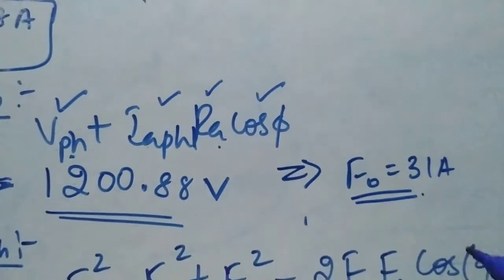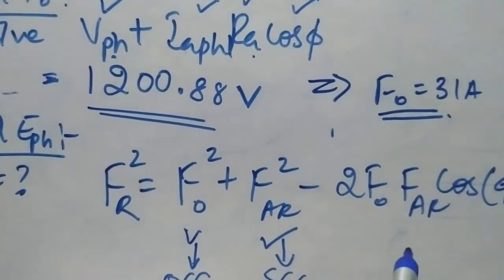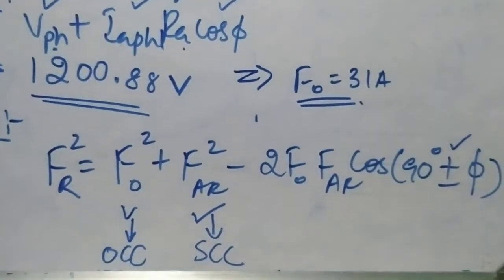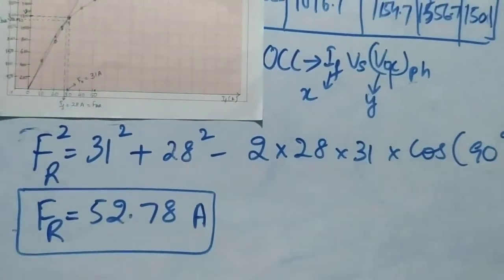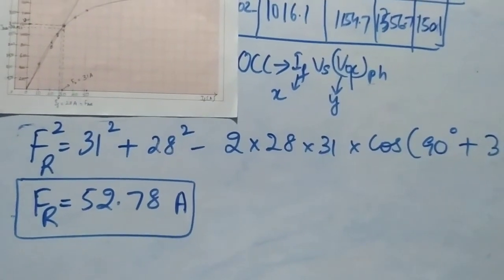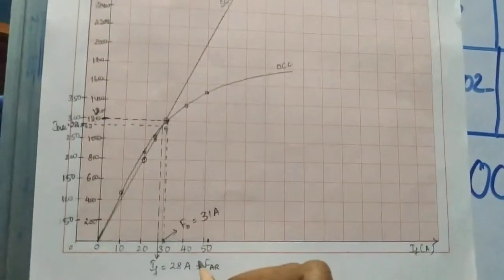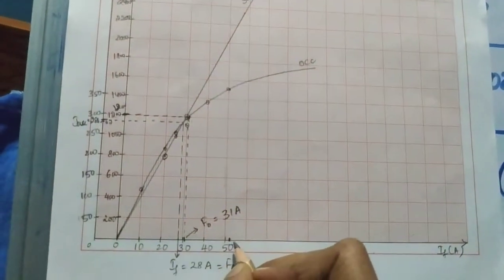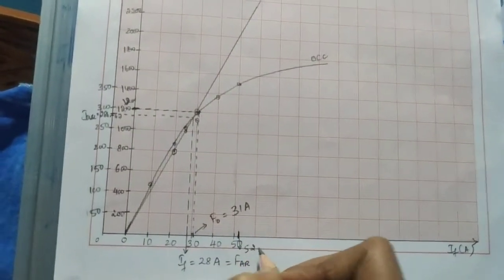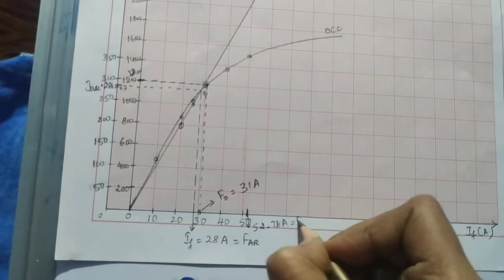So we need to substitute this value F0 and FAR in the main formula so that we will get the resultant field current. Let us substitute those values. After substituting the corresponding values, we will get the resultant field current around 52.78 ampere. Now we have to mark this 52.78 ampere, that is the field current FR.